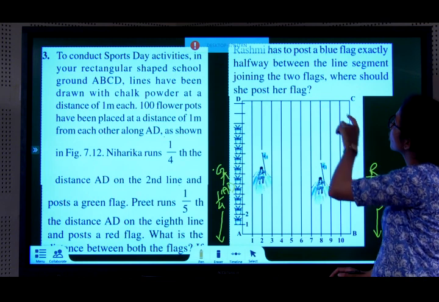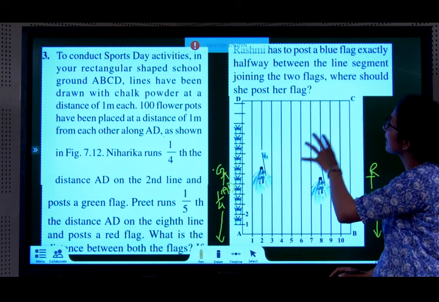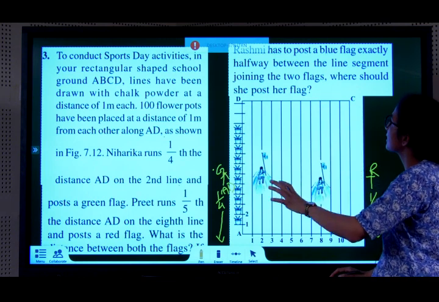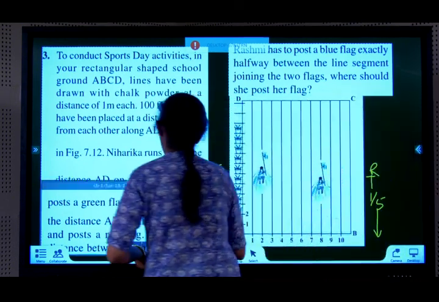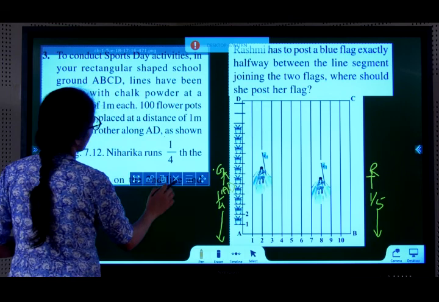Then Rashmi has to post a blue flag exactly halfway between the line segments joining the two flags. Where should she post it? So we will come to the Rashmi part later. Let's redraw this diagram.